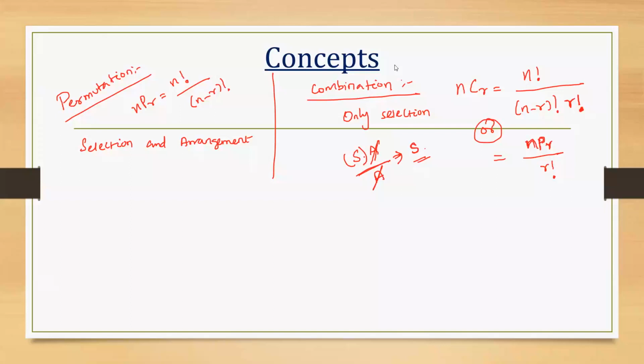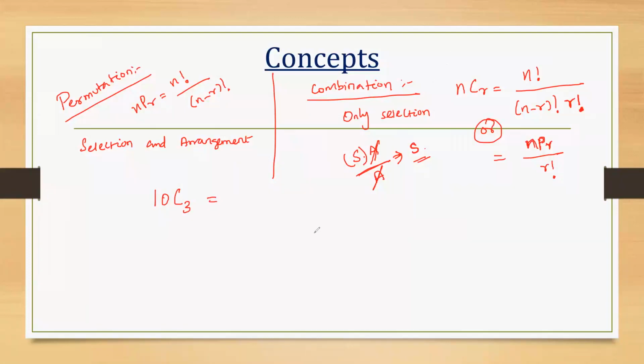In combination, order is not important. For example, if a committee is being formed, say a 3-member committee is to be formed. What is the value of 10C3? How will you find it? First we will find the value, then we'll move to the concepts.